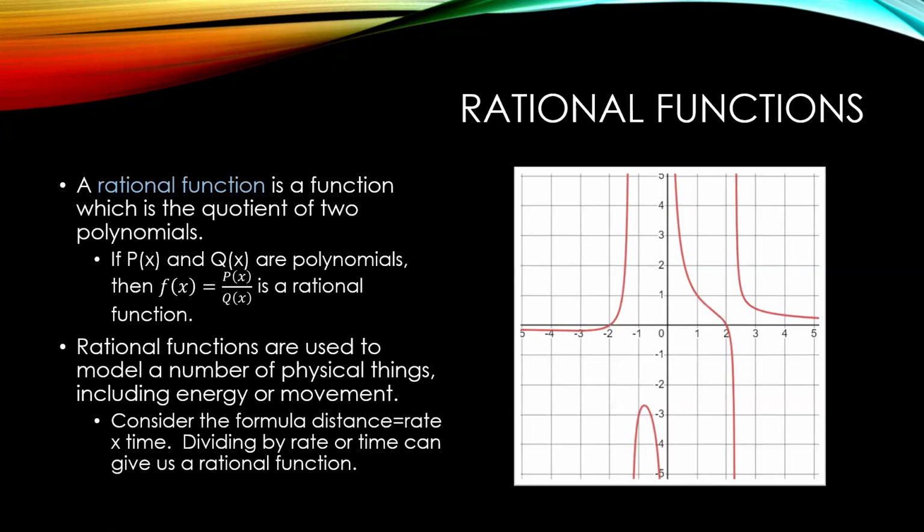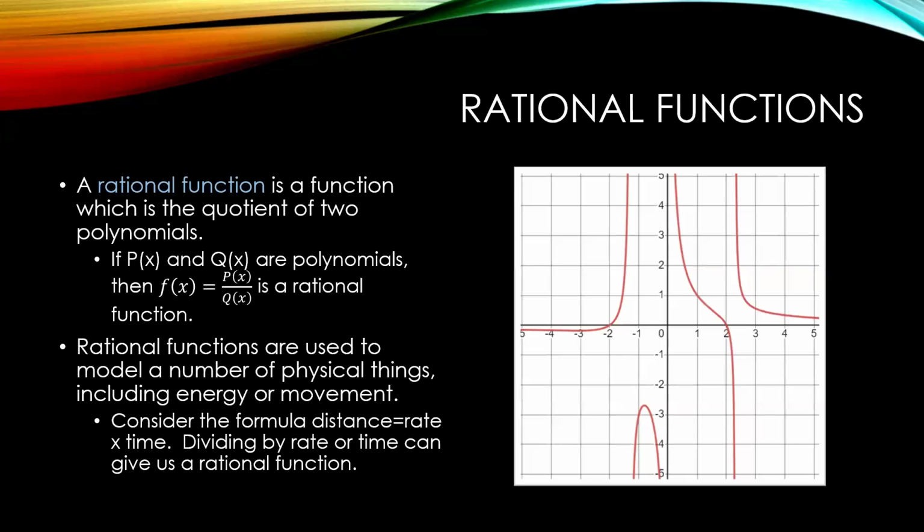A rational function is a function which is the quotient of two polynomials. And so if we have p of x over q of x, where they are both polynomials, that makes it a rational function. And here's what a graph of a rational function looks like. You might have asymptotes, you might not. You might have vertical asymptotes or horizontal asymptotes. You might have oblique asymptotes, which would be where it's approaching some line. It may cross the x-axis, it might not. It might cross the y-axis, it might not. These things can look very different depending on what the polynomials are.